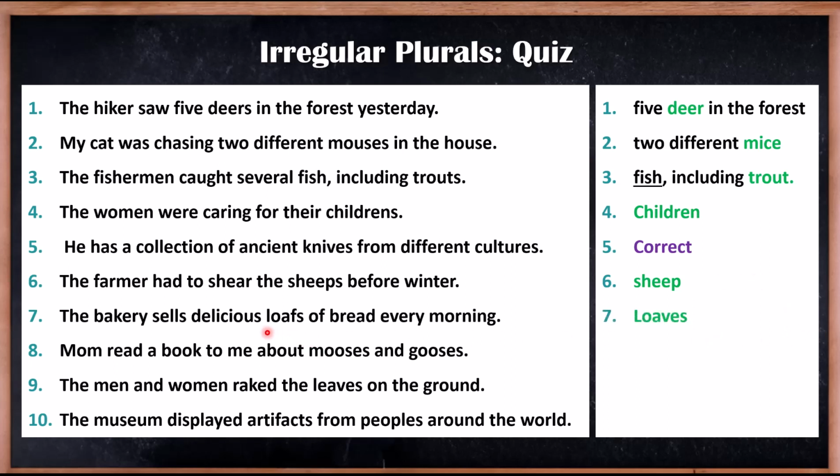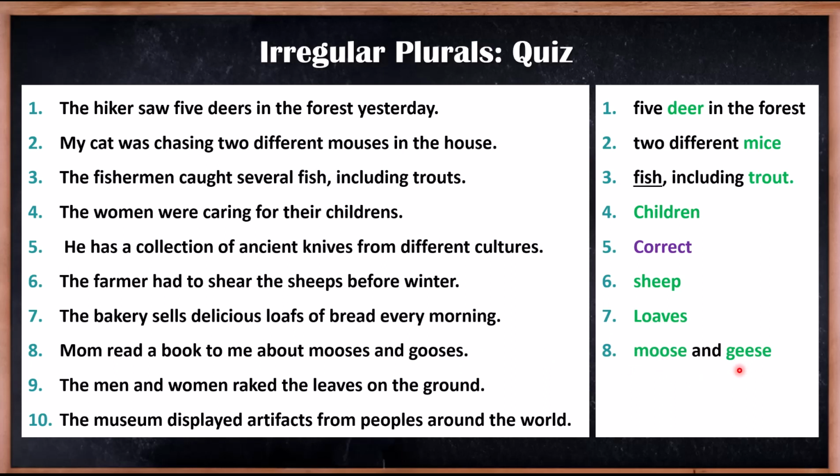And number 7 is incorrect. We don't write loaves of bread. We have to change the F to V and add ES, loaves. And number 8 is a tricky one because mooses and gooses are incorrect. It should be moose and geese.